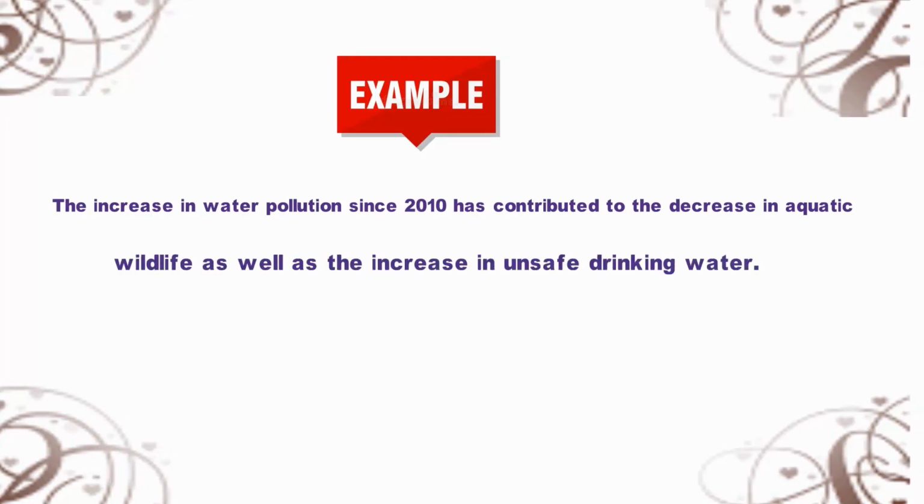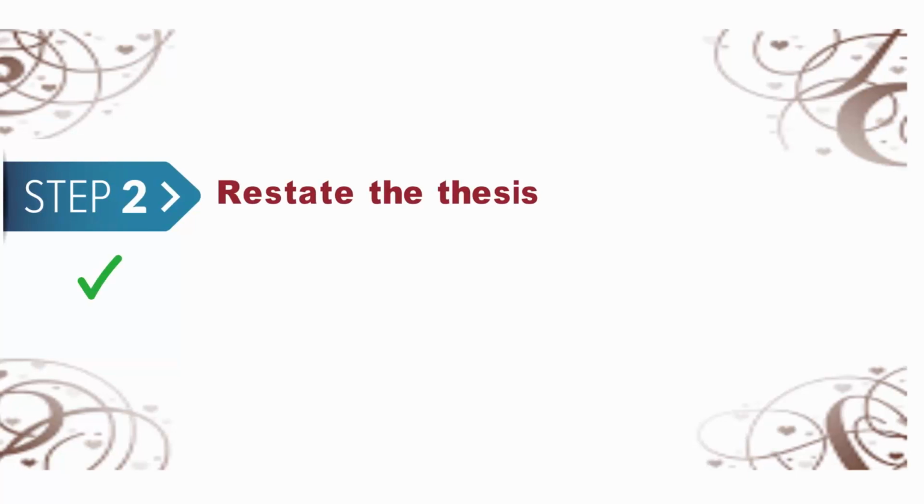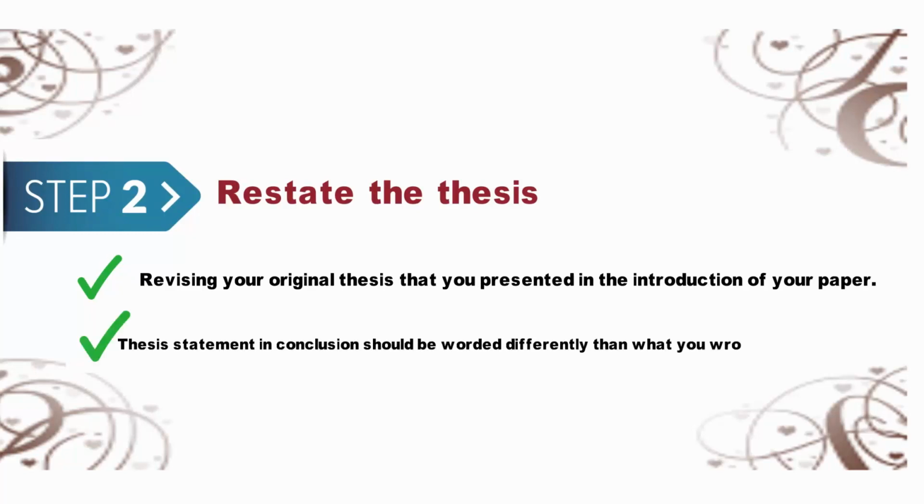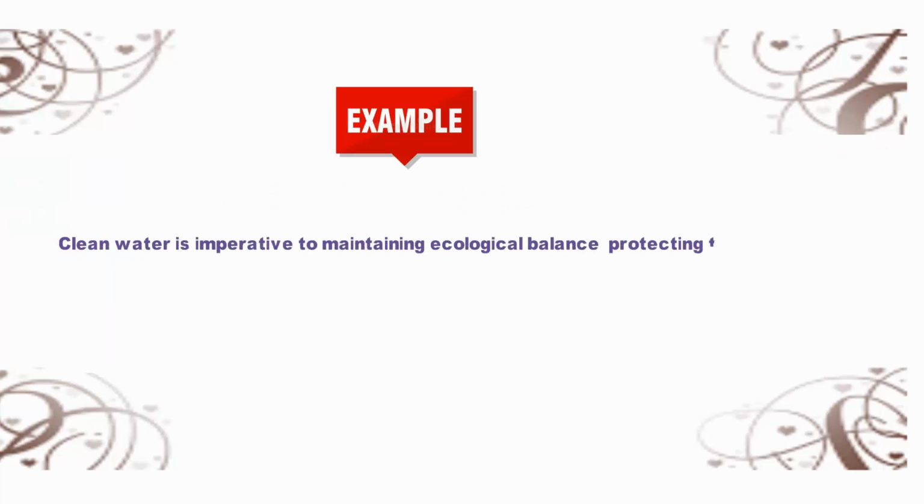Step 2. Restate the thesis. Next, restate the thesis of your research paper. You can do this by revising your original thesis that you presented in the introduction of your paper. The thesis statement in your conclusion should be worded differently than what you wrote in your introduction. This element can also be effectively written in one sentence. For example, "Clean water is imperative to maintaining ecological balance and protecting the public's health."